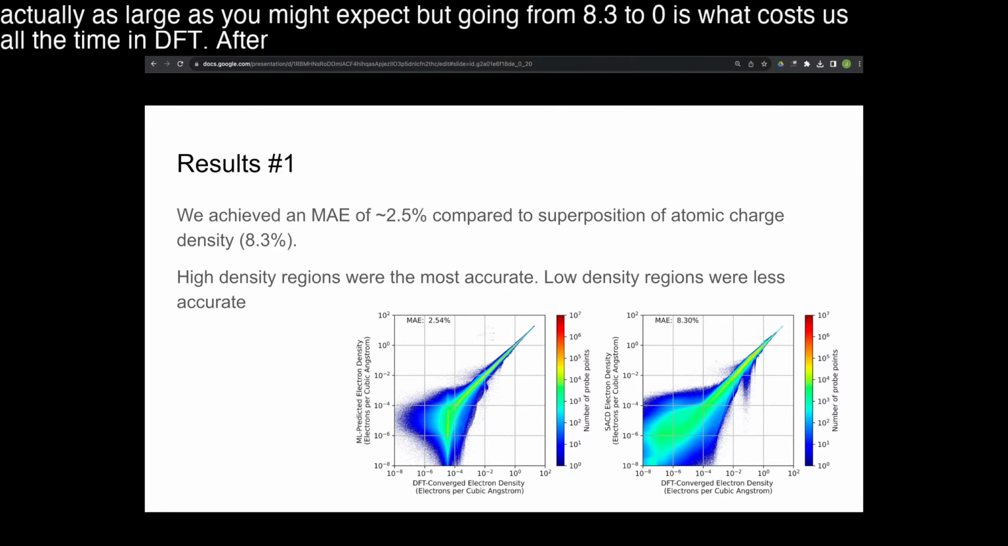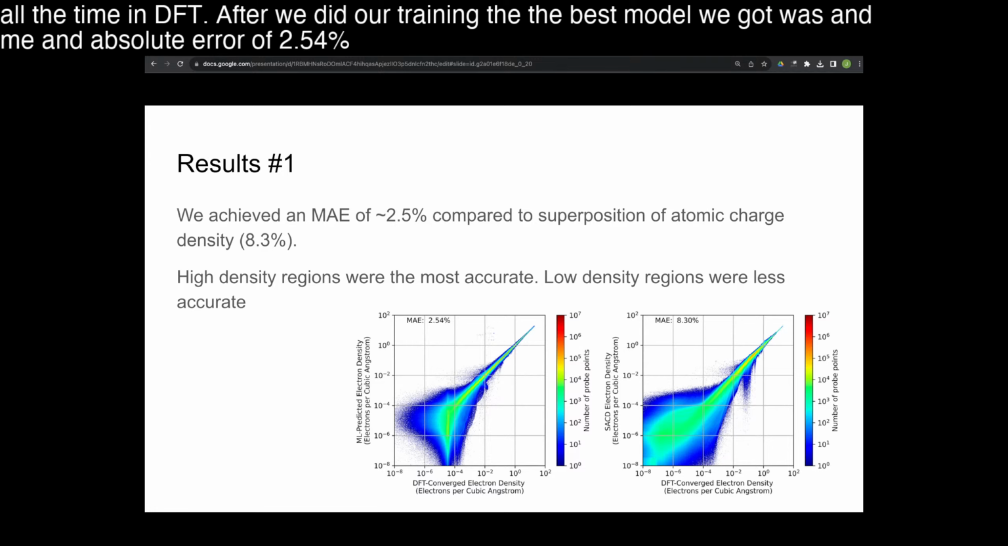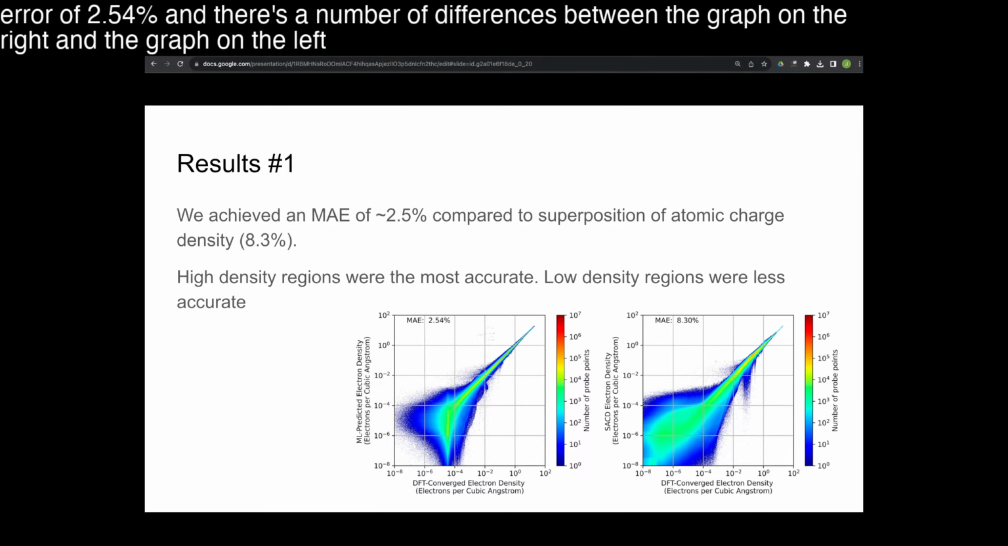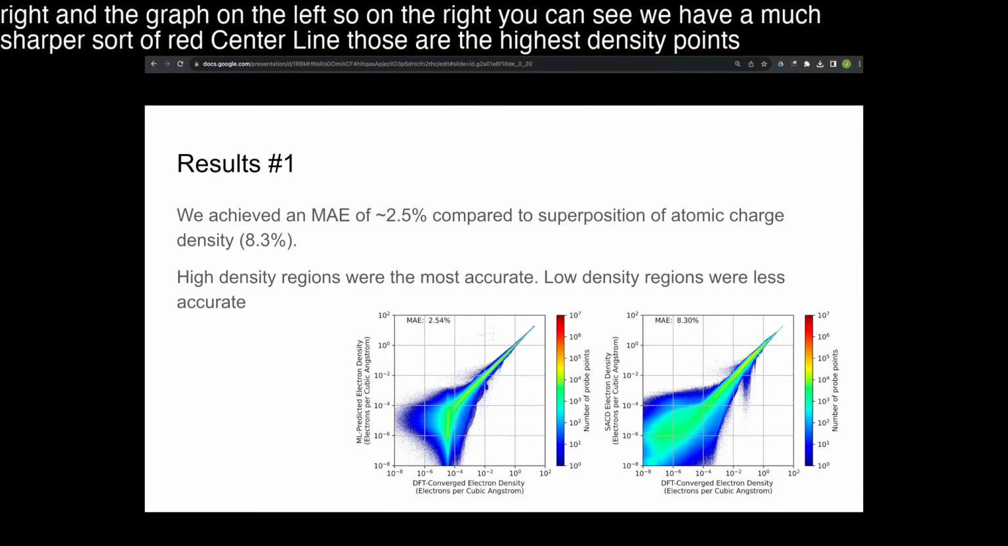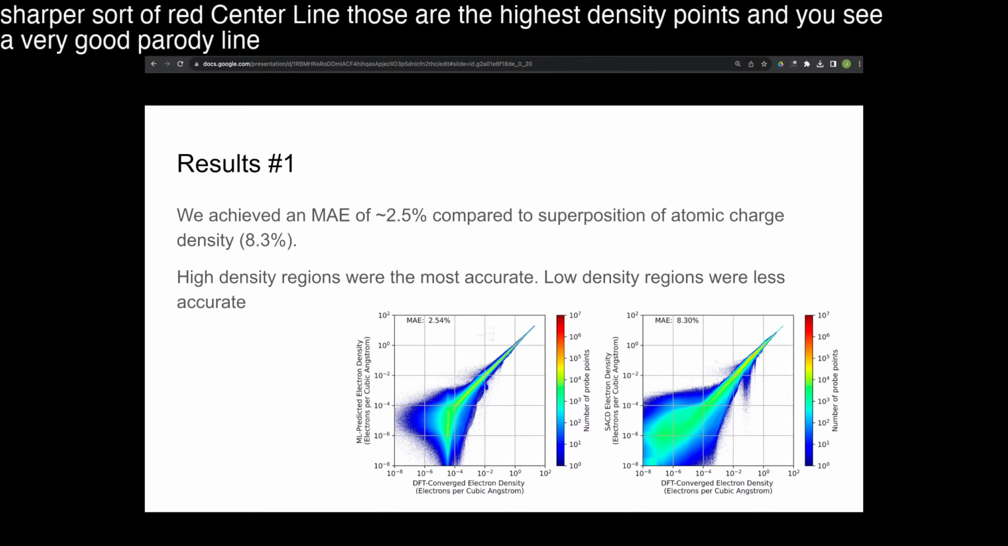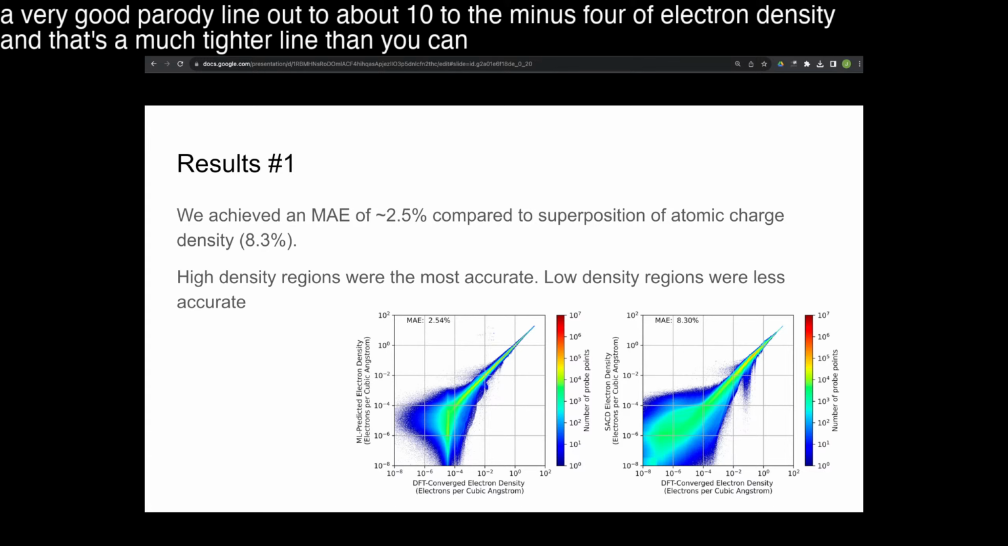After we did our training, the best model we got was a mean absolute error of 2.54%, and there's a number of differences between the graph on the right and the graph on the left. So on the right, you can see we have a much sharper sort of red center line. Those are the highest density points, and you see a very good parity line out to about 10 to the minus 4 of electron density. And that's a much tighter line than you can see on the right.